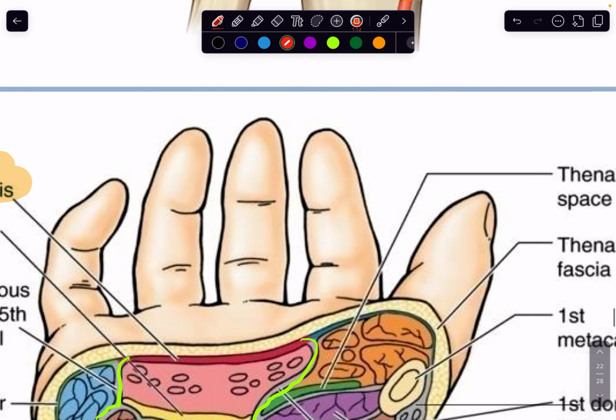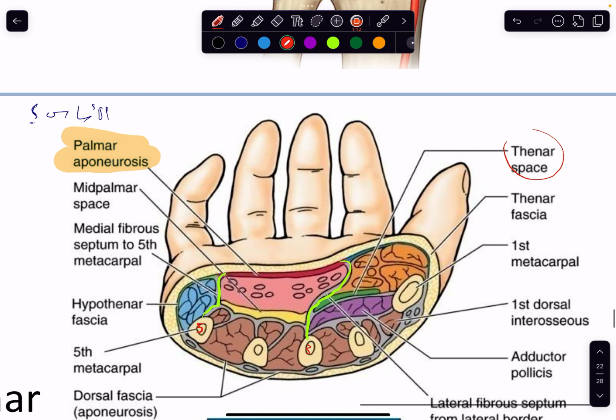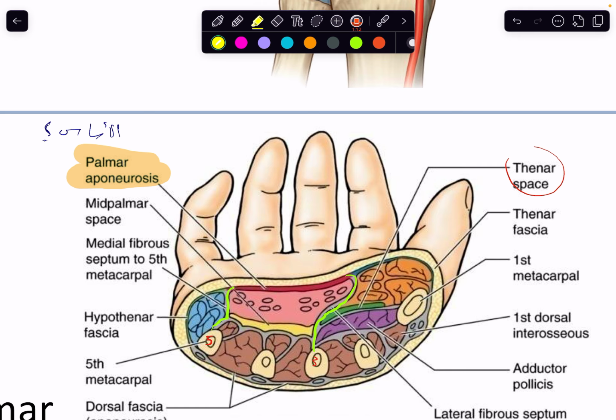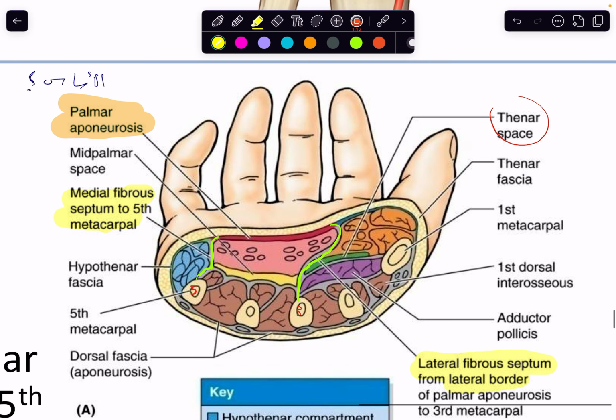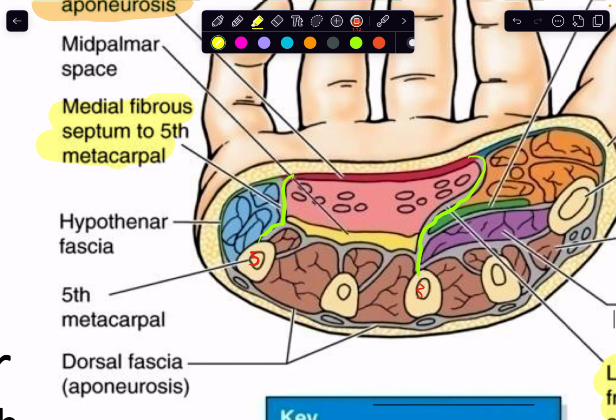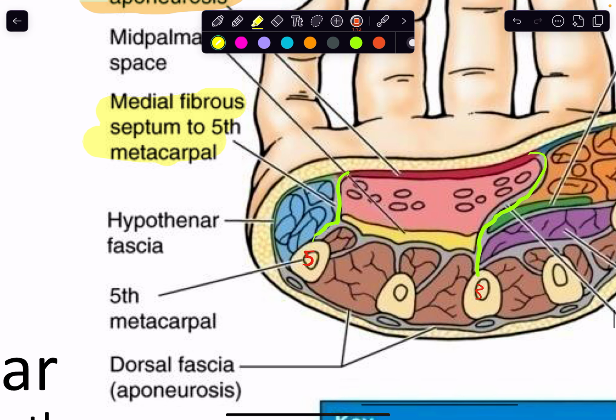These are the muscles, and the gap between the muscles, the space between the muscles. So it is pointing to this area. Actually, this is all between the lateral fibrous septum and the medial fibrous septum. The lateral and medial fibrous septa are extensions of the palmar aponeurosis. The lateral fibrous septum attaches to the third metacarpal, and the medial fibrous septum attaches to the fifth metacarpal, right?